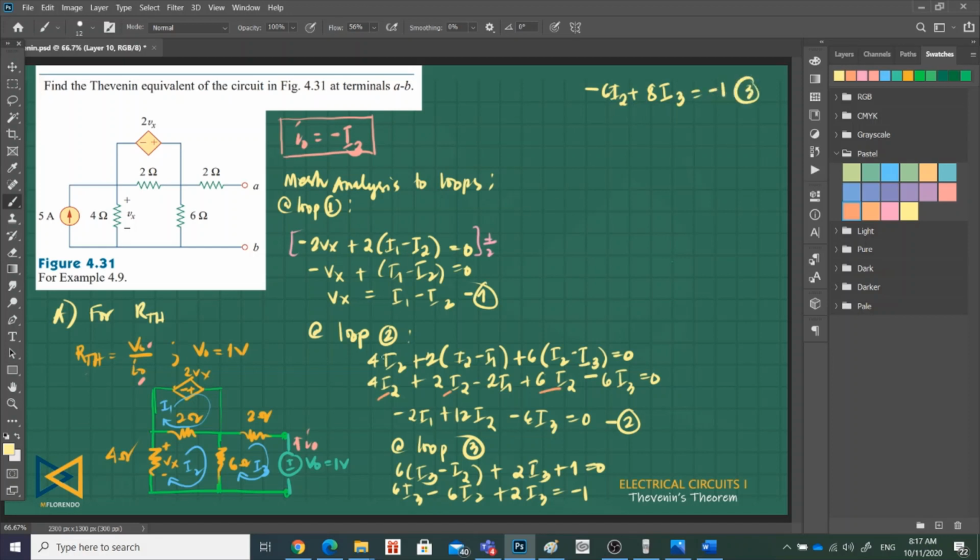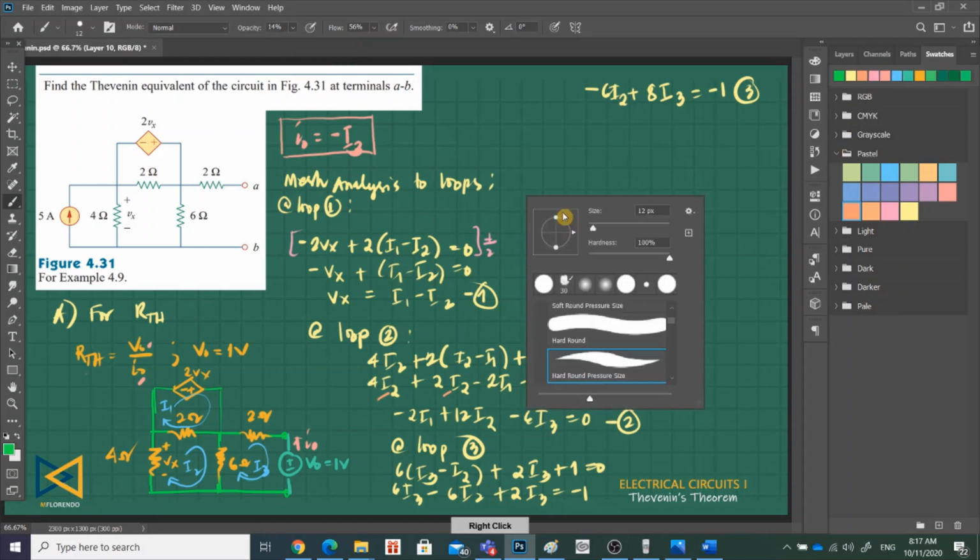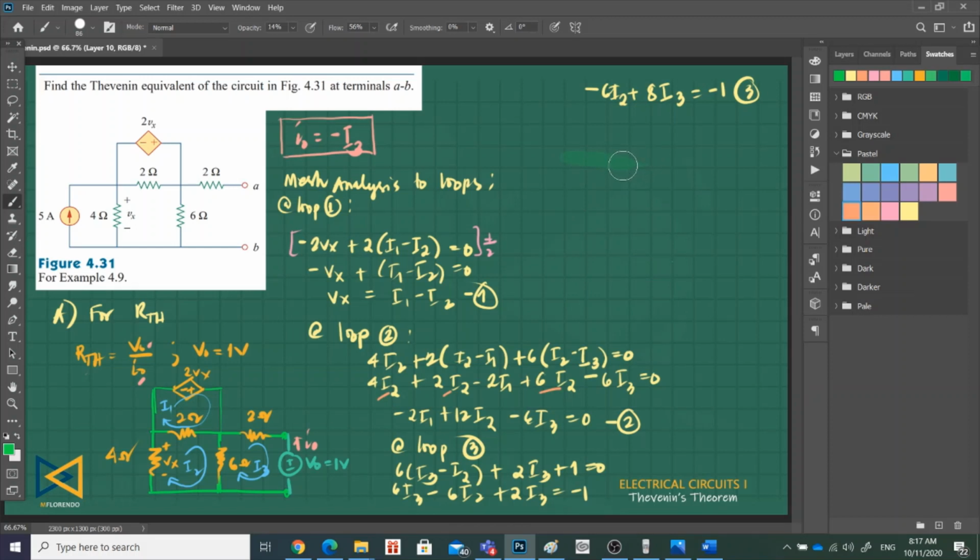Ayan. Underline muna natin. So, maybe, pwede akong mag-ano. So, Control C. Ayan. Ito, at saka yun. Ayan. Yan na yung mga equation natin.